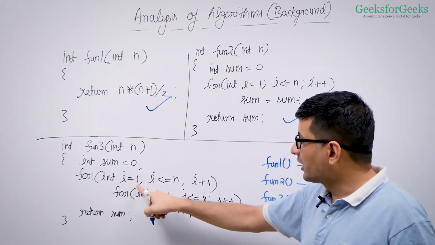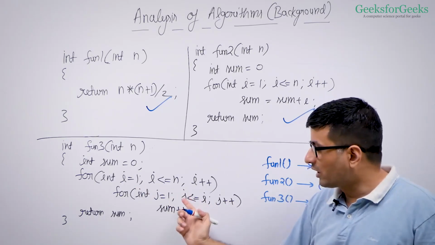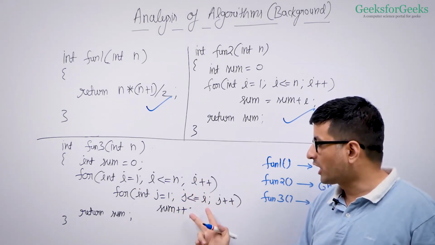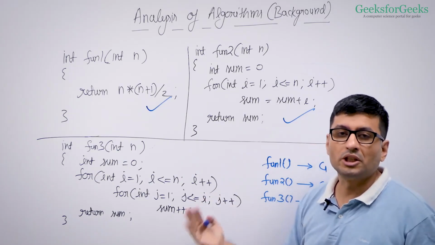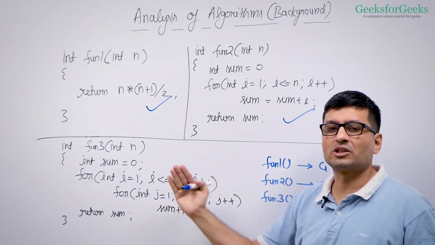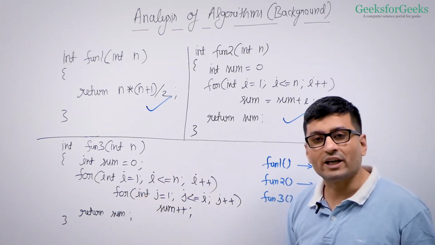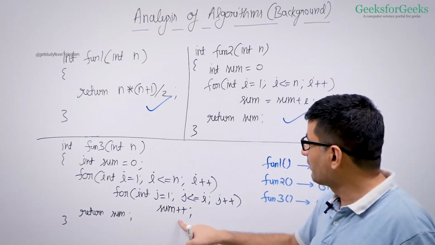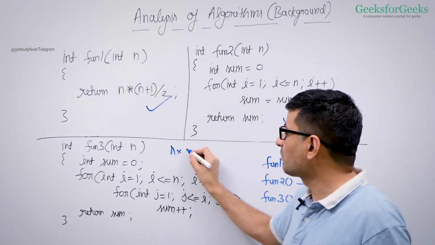You can also see that this inner loop will run 1 time for I equal to 1. It will run 2 times for I equal to 2, 3 times for I equal to 3. So it's going to run 1 plus 2 plus 3 up to n, which has the value of the sum of first n natural numbers. So you have an expression that runs n into n plus 1 by 2.